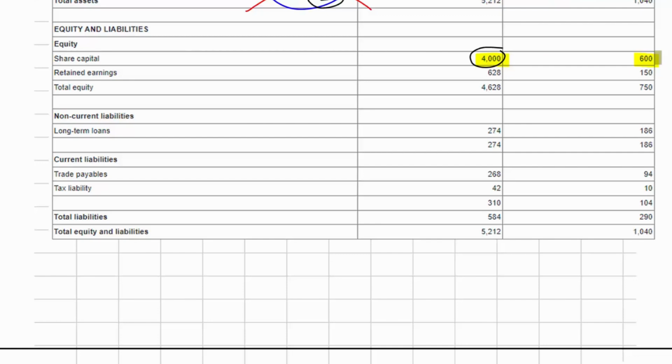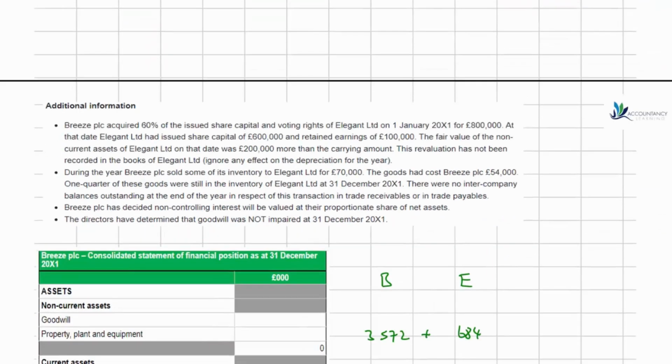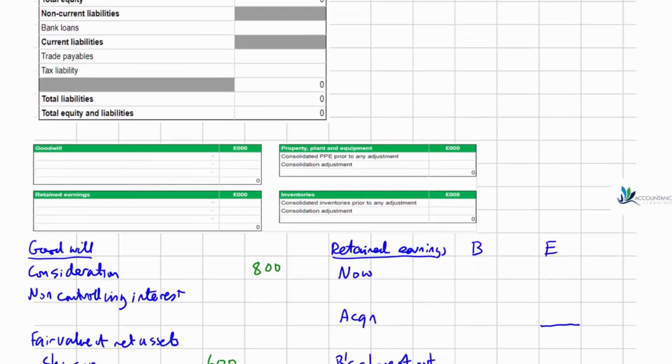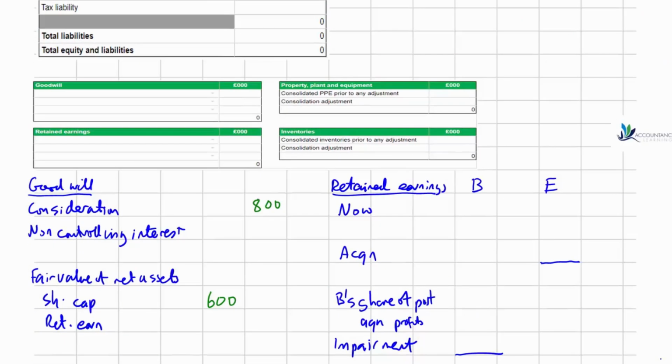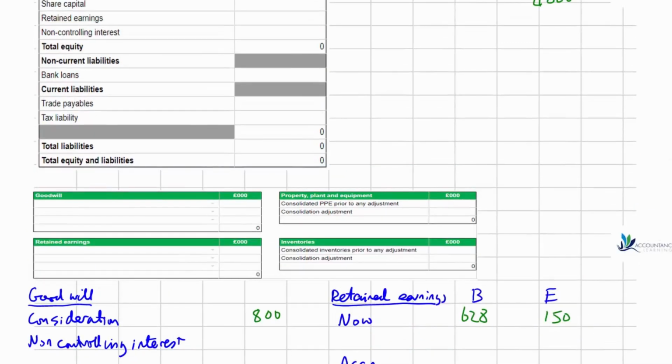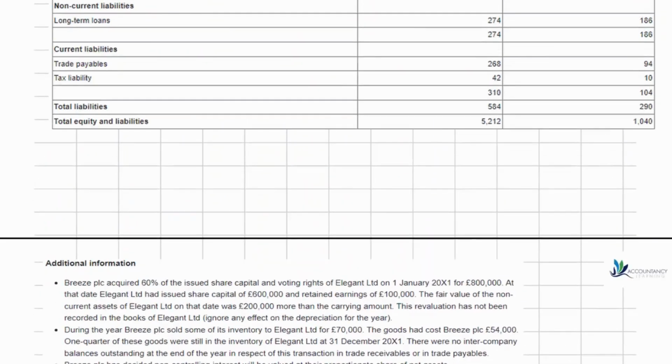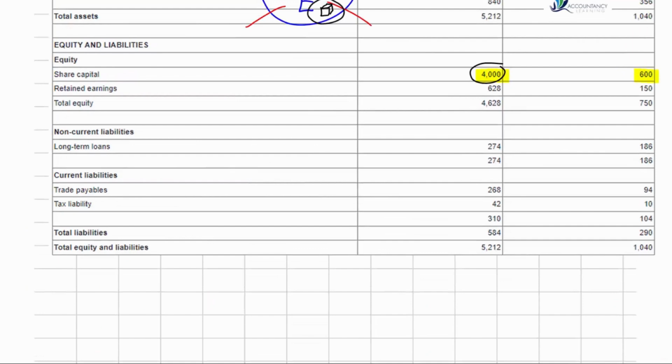Next, we have retained earnings. Now, these are the retained earnings now, and they're going to appear in our retained earnings working. So remember, we've separated two different columns for Breeze and Elegant. So we have retained earnings now of 628 for Breeze, and for Elegant it's 150. So we've used those two numbers, and we can highlight them. We've got some totals which we don't have to worry about at the moment.